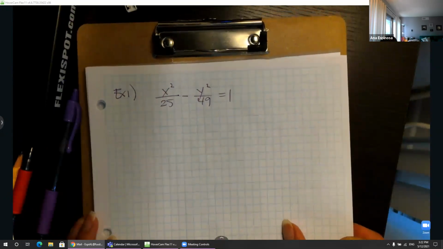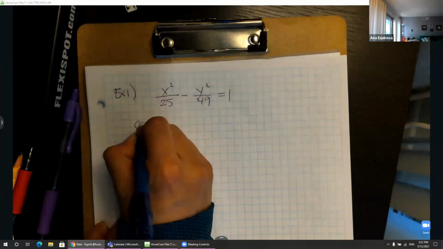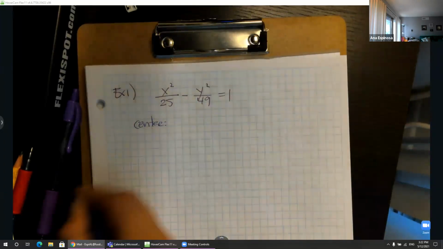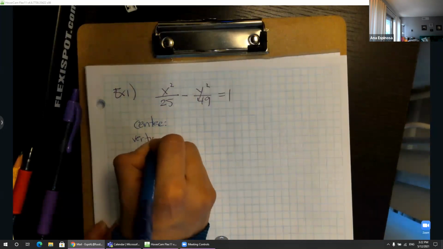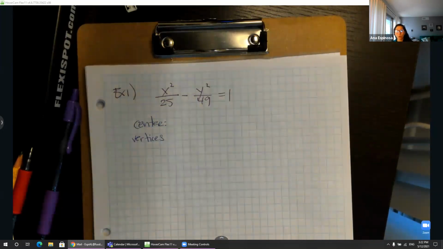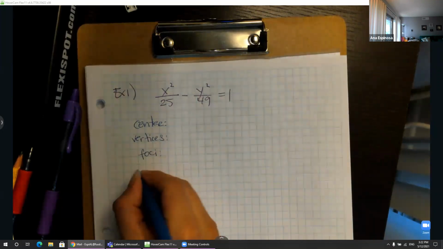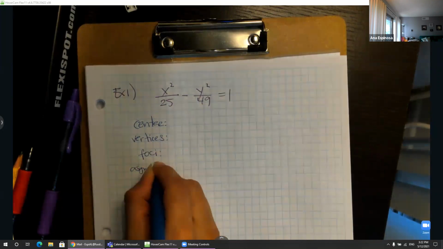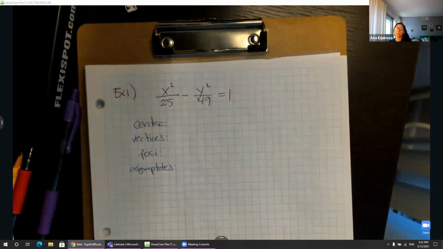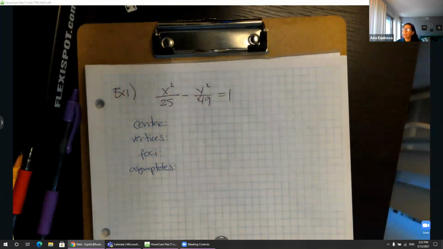All right, let's get started. Same idea: center, vertices. We do not have co-vertices. We just have foci. And then we will add asymptotes. Again, for purposes of this class, for purposes of this chapter and this entire final, you will not be working with hyperbolas that are centered away from the origin. That's way too crazy. You'll see why in a minute.